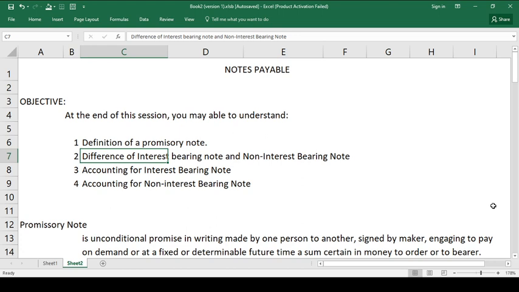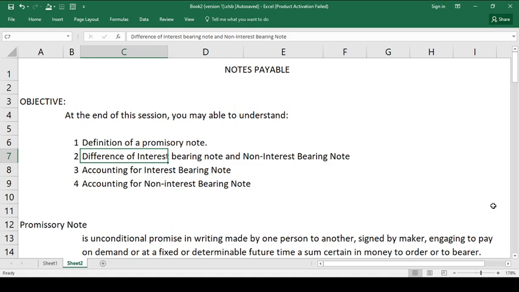Okay, our topic for today's discussion will be accounting for notes payable. Even though chapter 2 pertains to bonds and notes payable, and the bonds are discussed first, I will start with notes payable, considering that I have not yet prepared any video discussion related to bonds payable, notes payable, I mean.